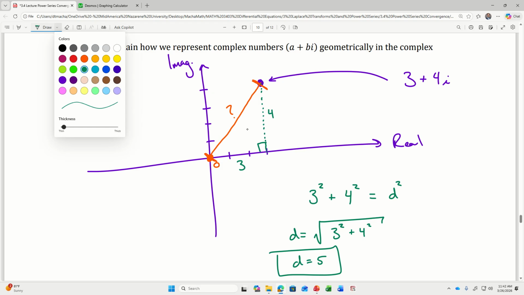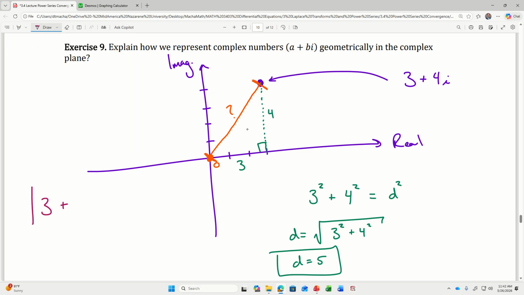This is also how we define absolute value for complex numbers. Absolute value for a complex number is the distance in the complex plane that makes a straight line from 0 to the point. And it's still valid for real numbers, right? Because on a real number line, an absolute value is the distance from 0 to the point. But this is the generalization of absolute value for complex numbers.